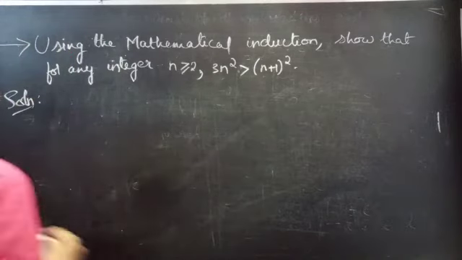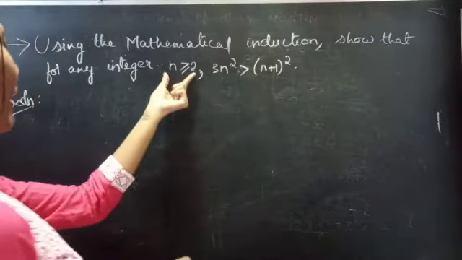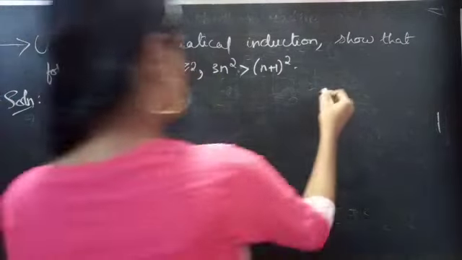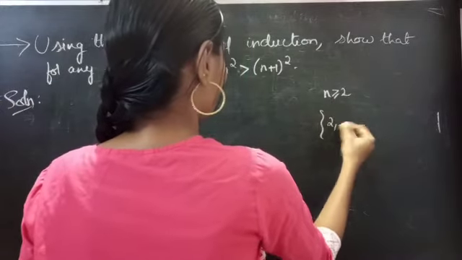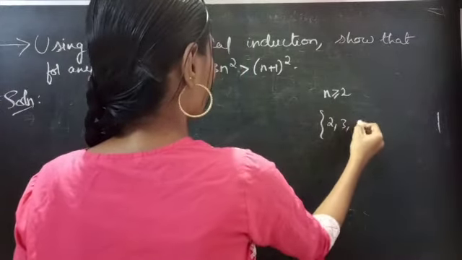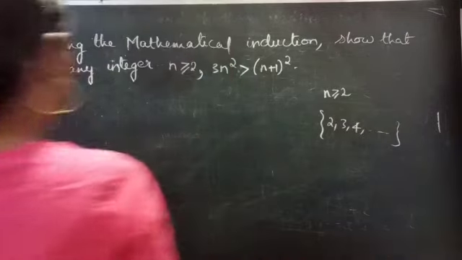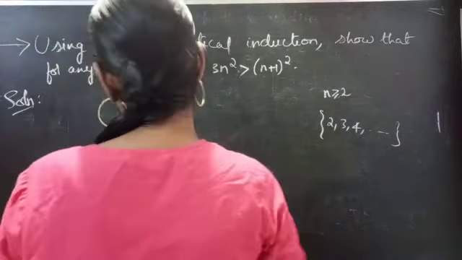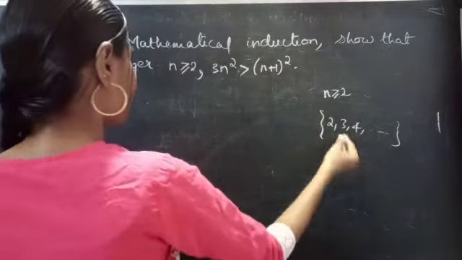So here we have to show that this statement is true for any integer n greater than or equal to 2. n greater than or equal to 2 is nothing but n equals 2, 3, 4, 5 and so on. We are given equals to, so we'll consider 2 also, for integers.